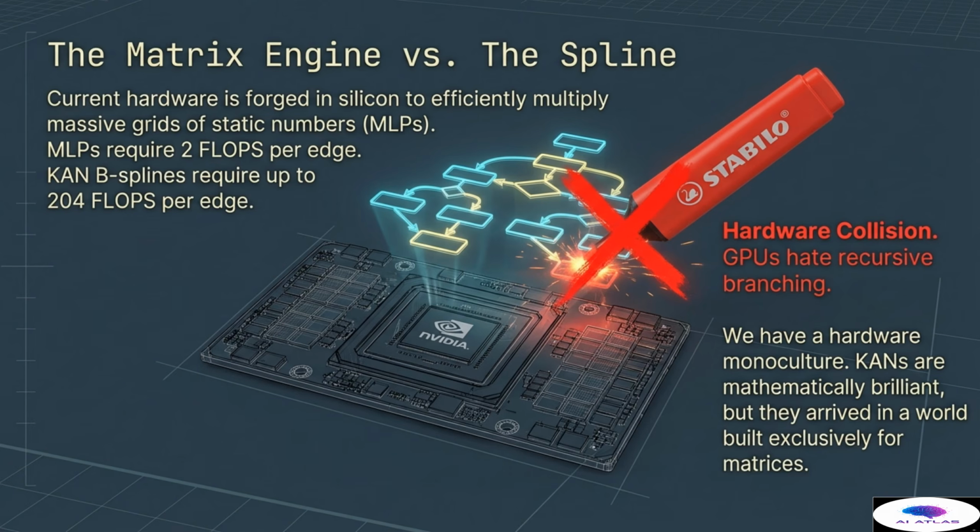We currently live in a hardware monoculture where everything is built exclusively for matrices. KANs are mathematically brilliant and highly efficient in terms of parameters, but they have arrived in a world that is not yet optimized for their specific computational needs. This means that while they are powerful, they can be slower to train and run on existing hardware until we develop new chips or better software kernels that can handle the unique demands of spline-based architectures without the overhead.